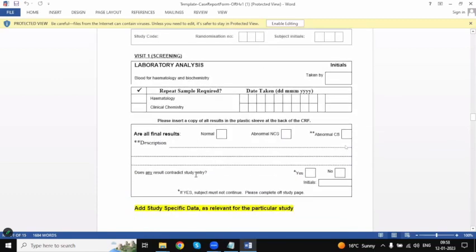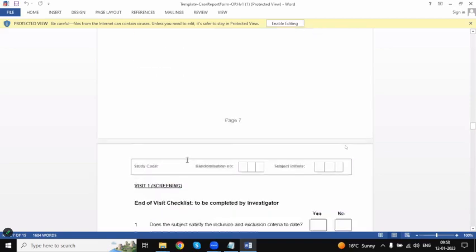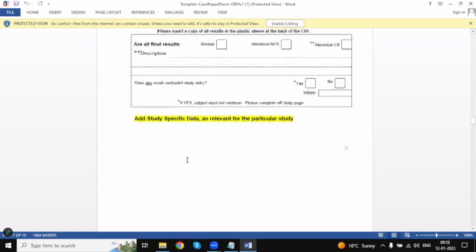Next, the laboratory. In the laboratory, there are 3 major categories of lab tests: hematology, clinical chemistry, and urine analysis. Under each category there will be different tests also. So all the tests will be done, and the test results will also be captured in this page screen. All these tests will be done at the time of screening.